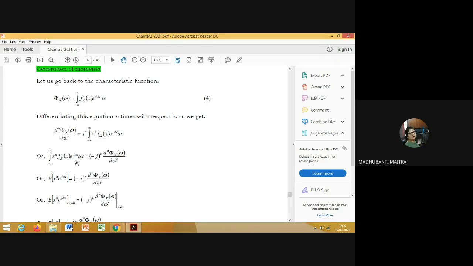So what is this? We know that this will be the expectation of a function of the random variable. And what is the function? In this case, the function is x to the power n e to the power j omega x. So this expression is nothing but the expected value of this function, x to the power n multiplied by e to the power j omega x, and from this we see that it is equal to minus j to the power n d^n phi(omega) / d omega^n. Clear?